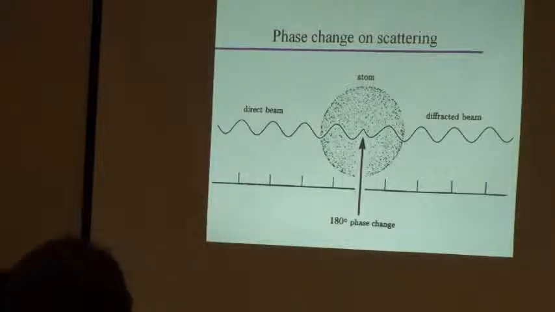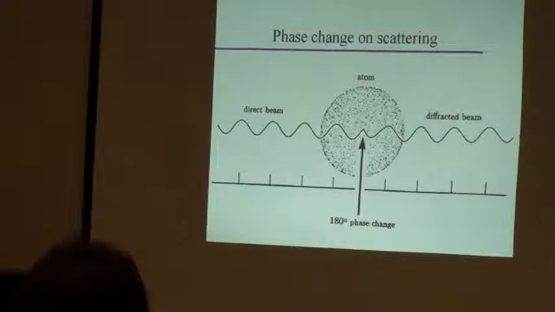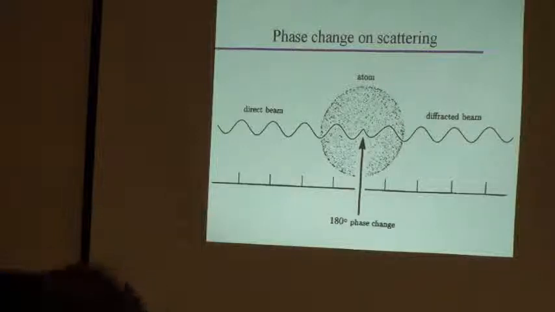This just shows you what is meant by a phase change on scattering. So here's an atom, there's an X-ray coming in, and when it gets scattered by the electrons, there's a phase change by 180 degrees. So basically you have a discontinuity of your sine or cosine function. That is what that means.